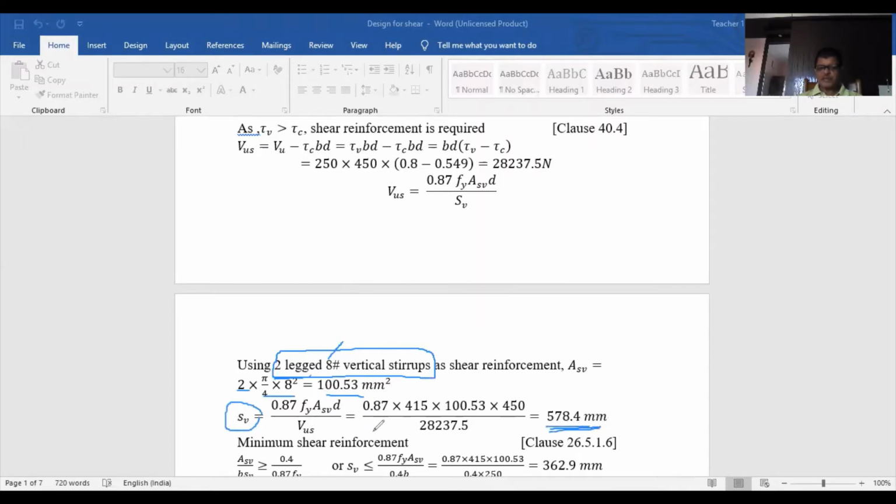So this spacing comes from the design shear criteria, but then you have to check. It should not be more than the maximum spacing, and it should not be less than the minimum shear reinforcement spacing. So there are two criteria: minimum shear reinforcement spacing and maximum shear reinforcement spacing. Let us check both.